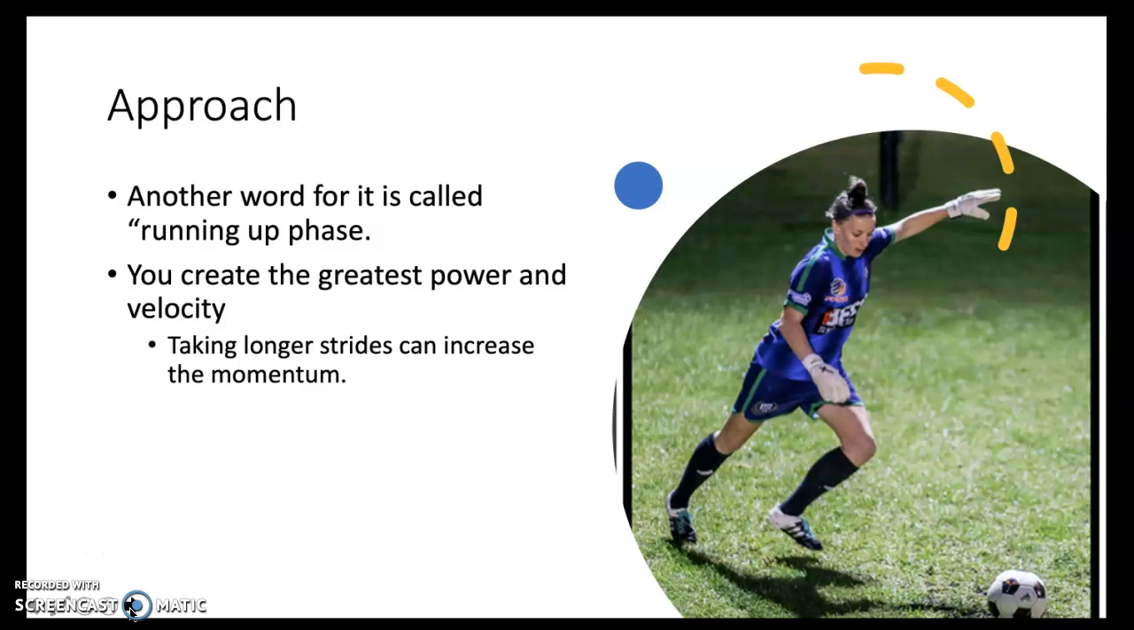For the approach, another word for it is the running up phase. You create a lot of power and velocity by doing this. This is basically where you run up towards the ball, and the longer strides that you take can create more momentum in the actual soccer kick.